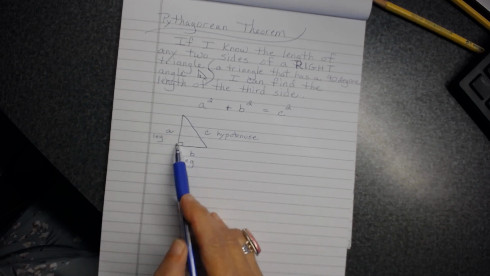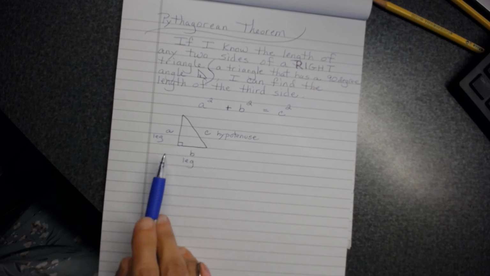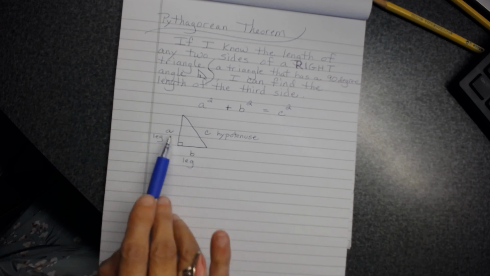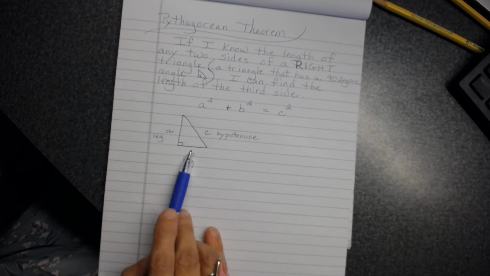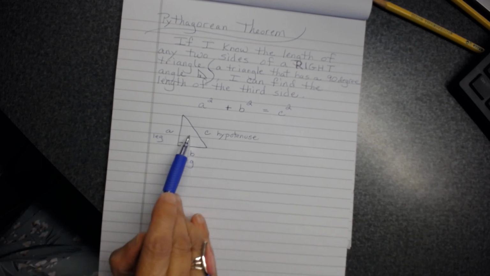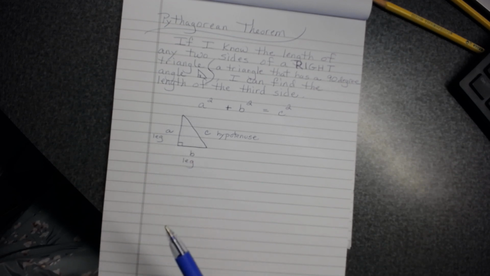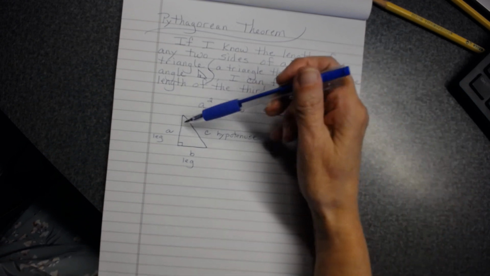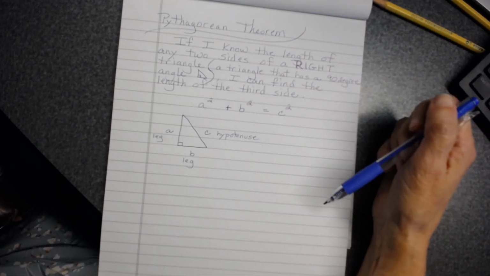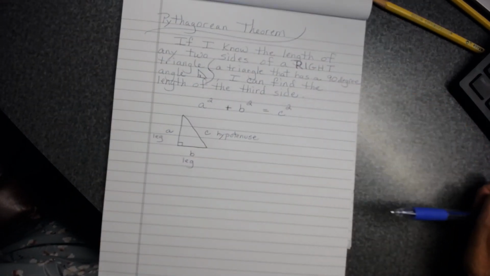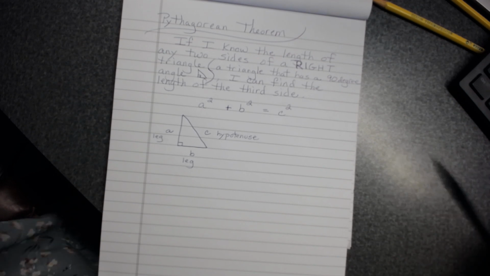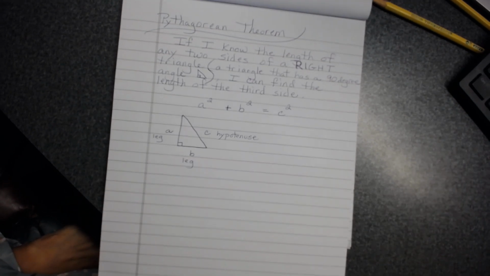Now, the two sides that make up the right angle are legs, and they are leg A and B. Doesn't matter which one is A or which one is B. The side opposite the right angle is side C, and it's the hypotenuse. It's the longest side. It's your hippopotamus side. It's the biggest side. So, if I know A and B, I can find C.